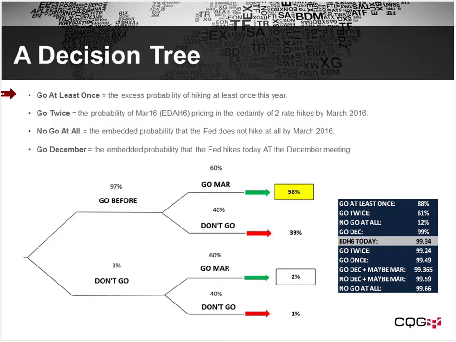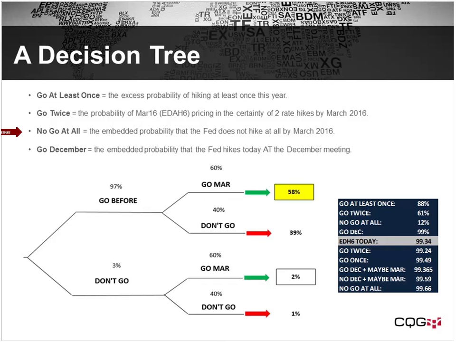Go at least once. Right now, it's the same as the probability for the outcome of today's meeting, since this year is almost over, but it becomes a much more important variable for the March and June meetings if we're trying to determine how many times the Fed is actually going to hike rates in the first half of next year. So for example, moving to go twice, right? The probability of the Fed hiking twice by March of next year, which is the top square in our tree highlighted here in yellow, right, is at 58%, okay?